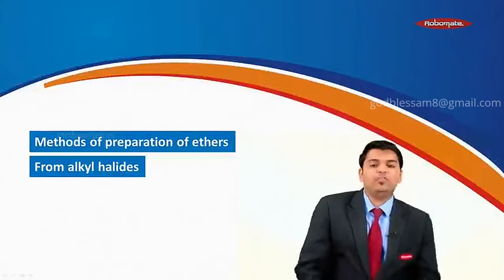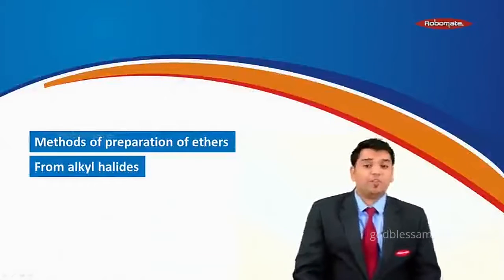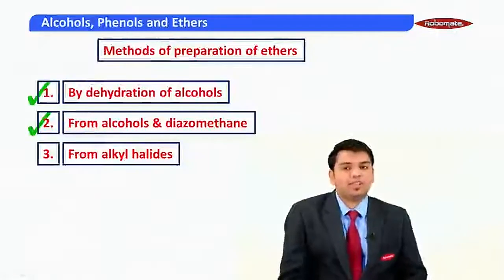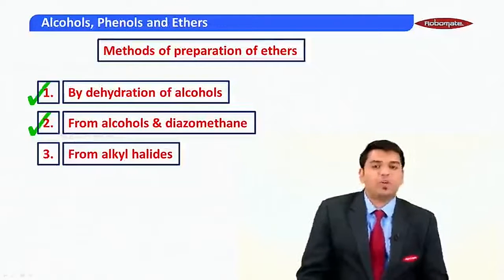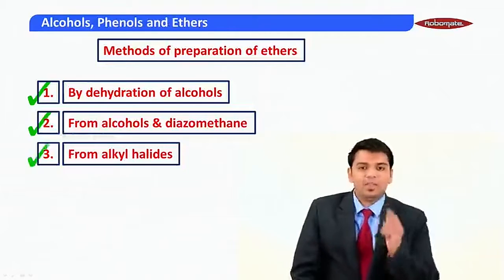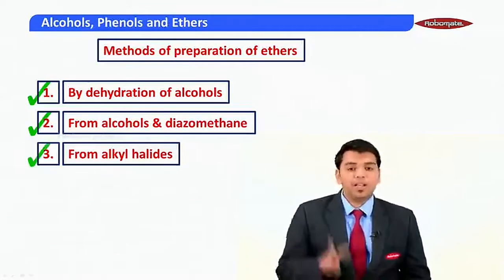So let us continue with the methods of preparation of ethers. This time we would start with from alkyl halides. Now we have already seen the first two methods, that is by dehydration of alcohols and also from alcohols and diazomethane. This time we would begin with from alkyl halides. Now this can be done in two ways.